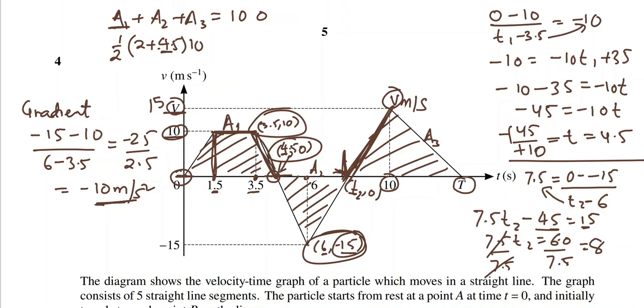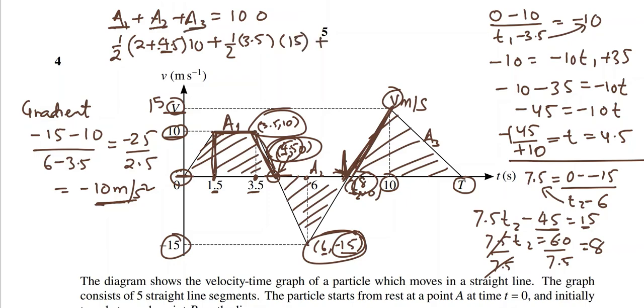And that makes sense. It is exactly here, 8. All right, so we got the second one also. Let's find the A2 area now. A2 is a triangle, so a triangle's area is half base times height. Base from 4.5 till 8, which is 3.5. That is the base. Height is 15. We'll take positive 15, not minus 15, because it's a triangle and we want to find the area.